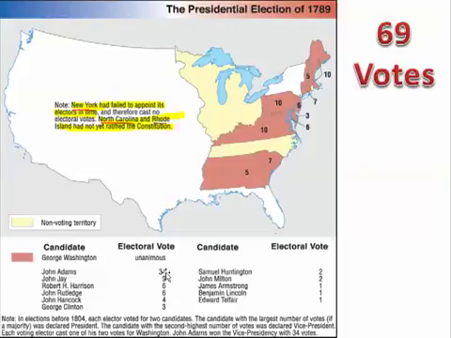The vice president was elected separately, and if you look down here on this map, John Adams received 34 votes of the 69 out of all these candidates, and he becomes vice president of the United States.